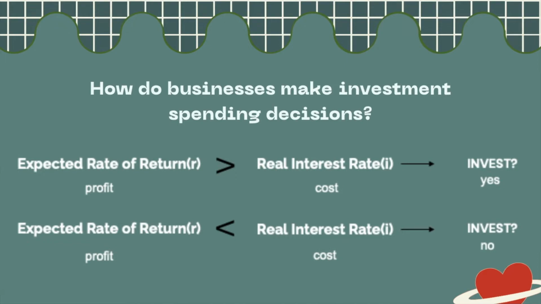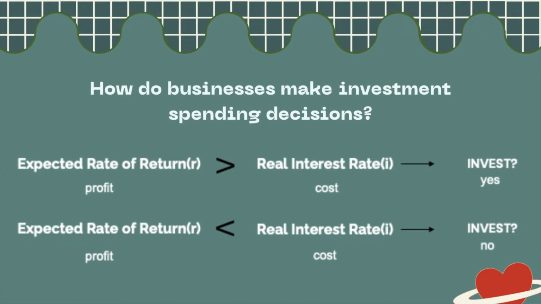So the company compares that expected rate of return, the profit, to the real interest rate, the cost of buying the capital. And if the expected rate of return, the R, is greater, then they should undertake that investment spending. Why? Because that investment spending will yield to them more profit than if they don't undertake that investment spending.